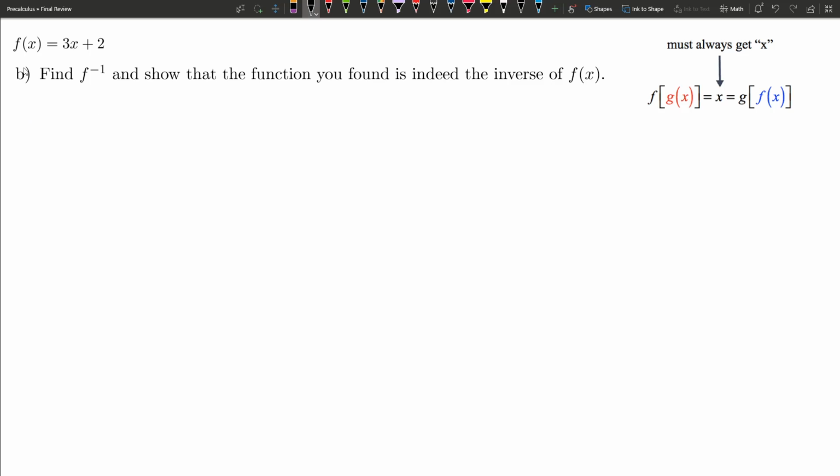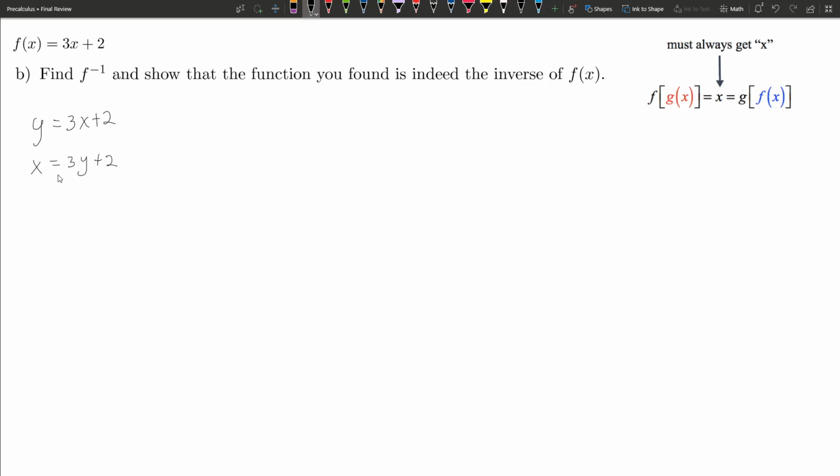Okay, so I'm going to replace f of x with y, right? We want to think of f of x as y. So y is equal to 3x plus 2. Now the inverse is really just when you swap the x and the y values. So put the x there, put the y there, and this is what we have. And we want to rewrite this and solve for y.